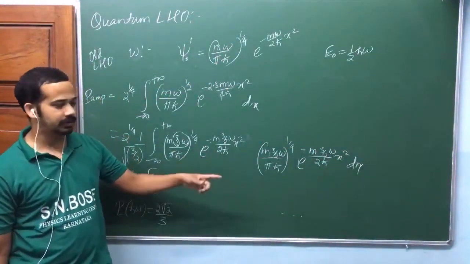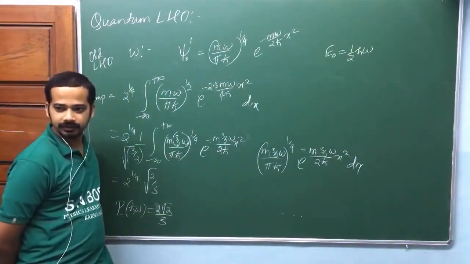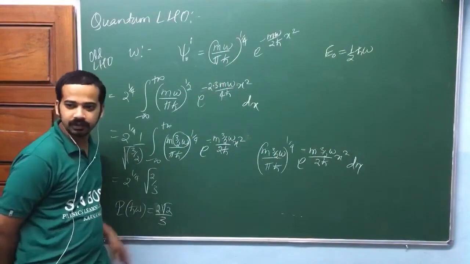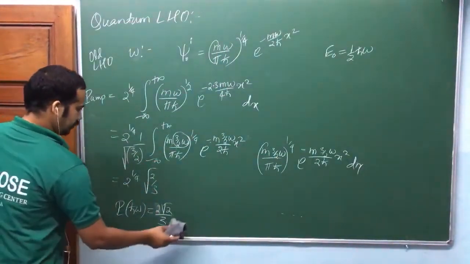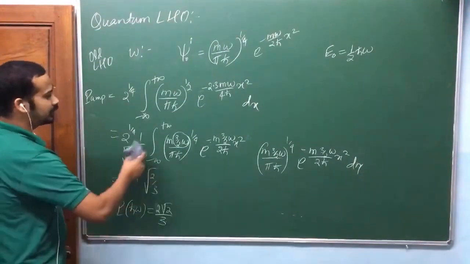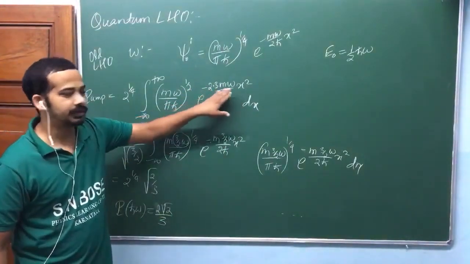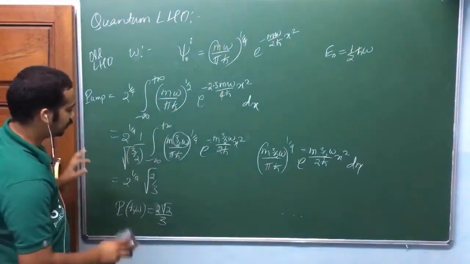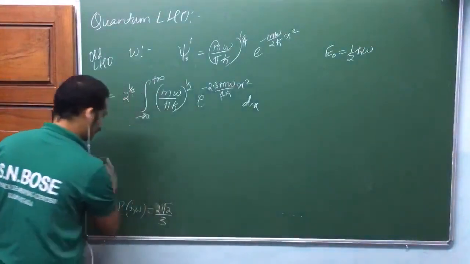Psi star into psi dx, minus infinity to plus infinity. Ground state, isn't it? That's what I was trying, okay? Just some manipulation. No, but it is not required here. It is very simple integral. Root of pi by coefficient of x square, okay? It will get cancelled. You can do it very easily. This is the answer.